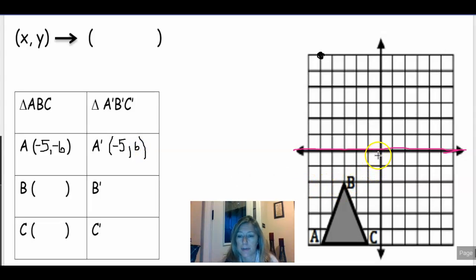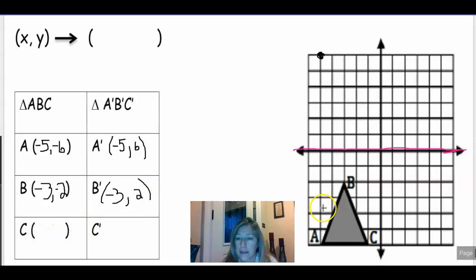Okay, let's do the same thing for B. 1, 2, 3, down 2. So -3, -2. Make sure you're writing clearer than me. So B prime, if I'm equidistant from the x-axis, I'm going to go up 2. But the x value stays the same. So -3, 2.